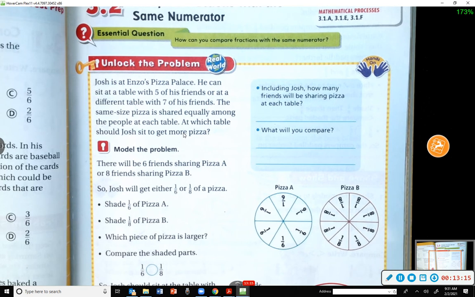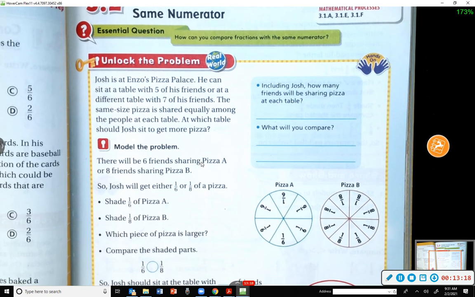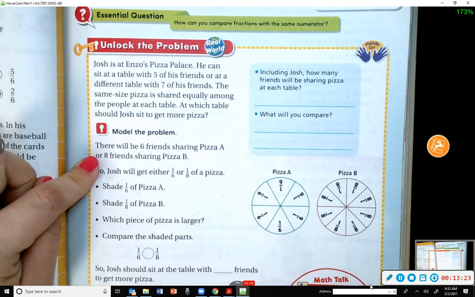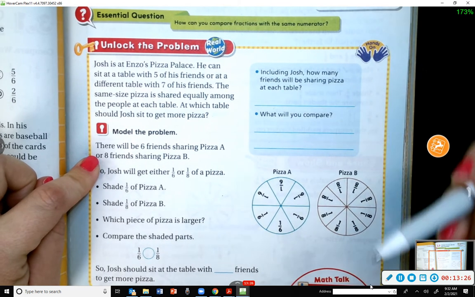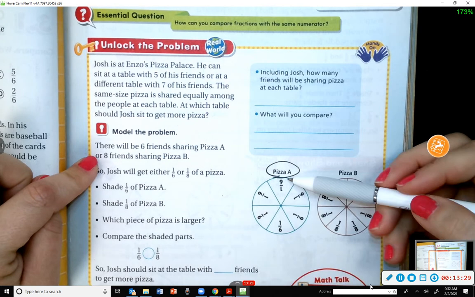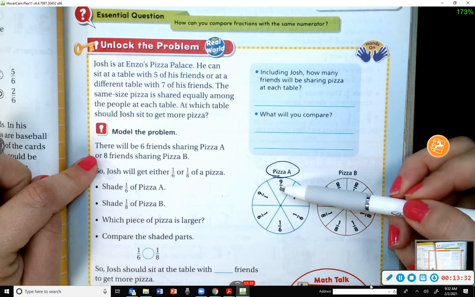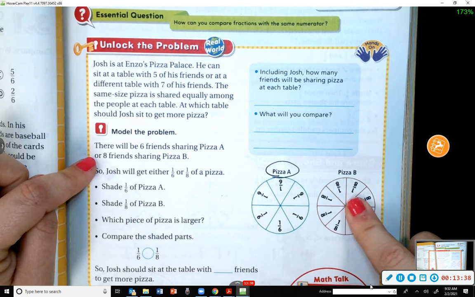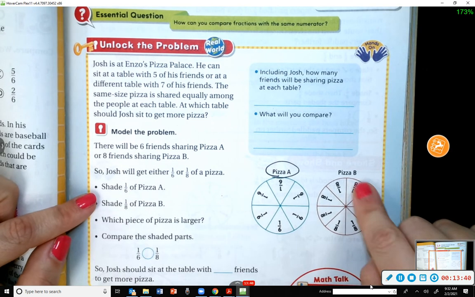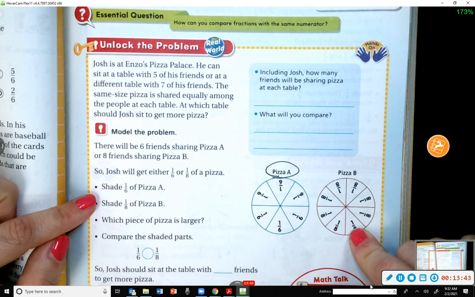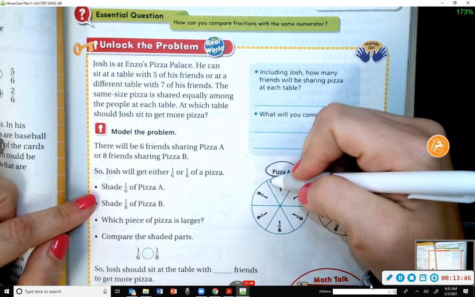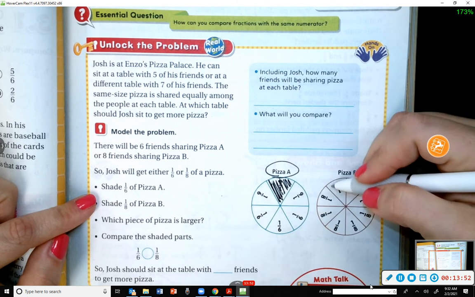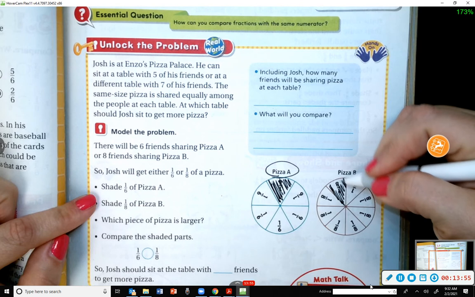Okay, so let's look here. There will be 6 friends sharing pizza A. Okay, so here's pizza A. Because there's 6 people sharing it, they've cut it into how many slices? They cut it into 6 slices, okay? Pizza B, because there's 8 people sharing it, they've cut it into 8 slices. Okay, so let's shade 1/6. And shade 1/8. What do you notice about these slices?